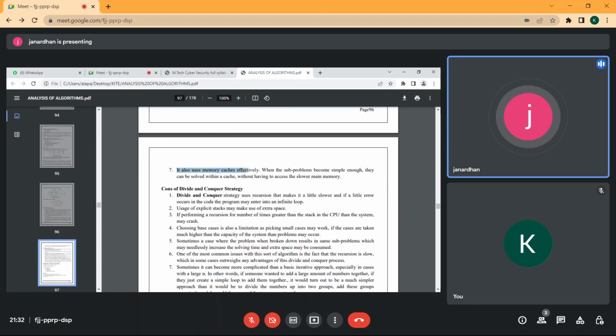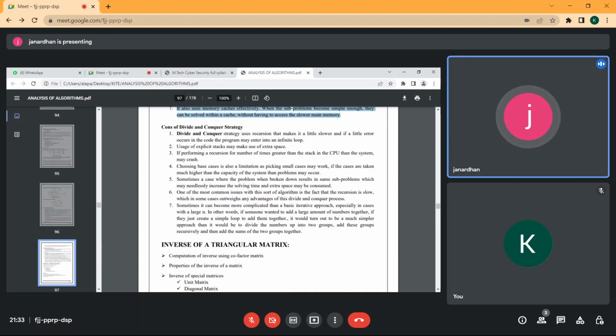Next, it also uses memory cache effectively. When the subproblems become simple enough, they can be solved within a cache without having to access the slower main memory. Okay, these are the pros. What are the cons of divide and conquer strategy?